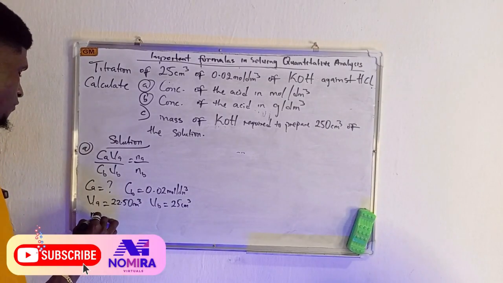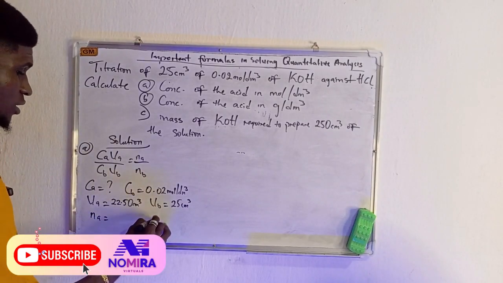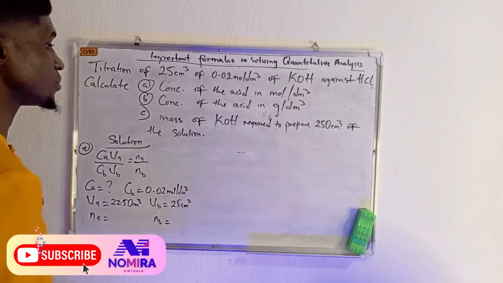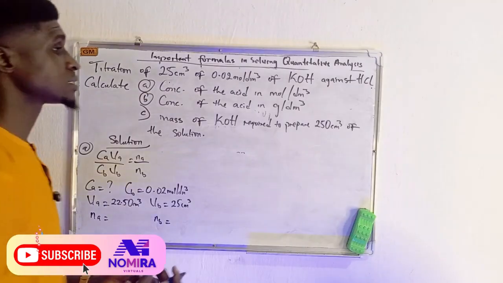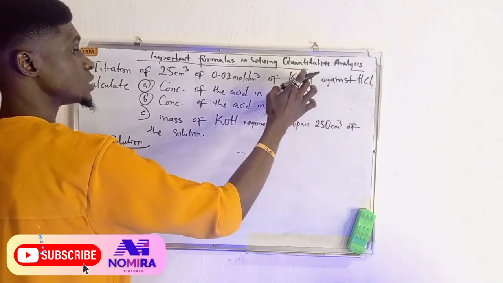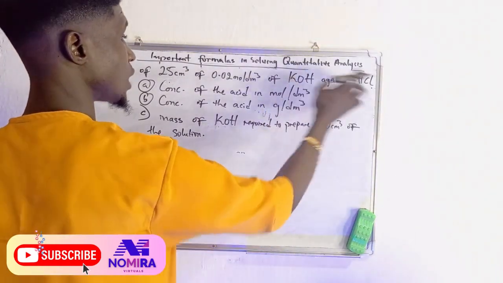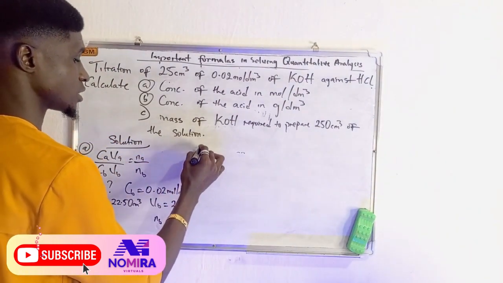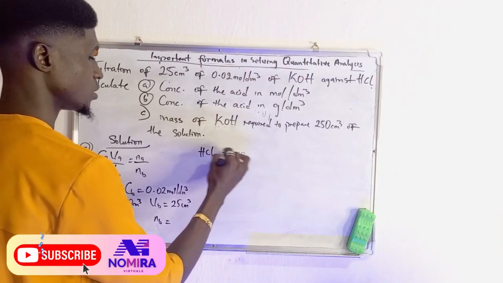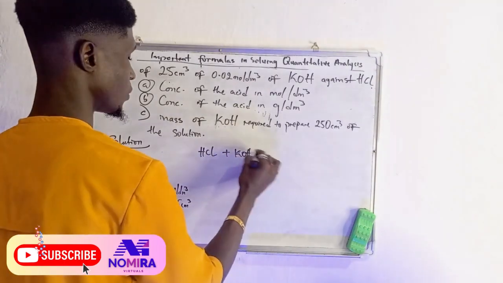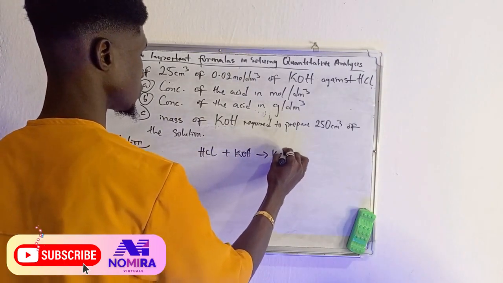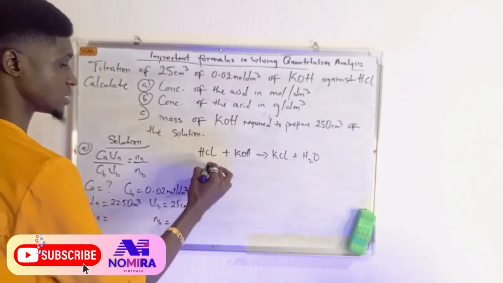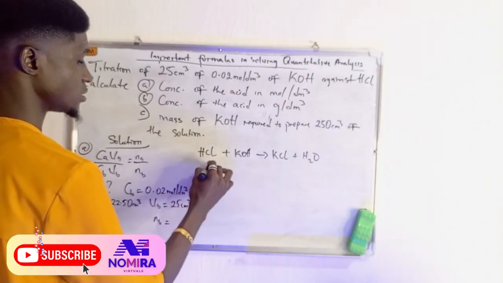Then Na and Nb, we don't know them yet. How do we know Na and Nb? By balancing the chemical equation between potassium hydroxide and HCl. So this is a neutralization reaction. HCl plus potassium hydroxide will give you potassium chloride and water. We have done this before and we found out that Na is equal to 1.